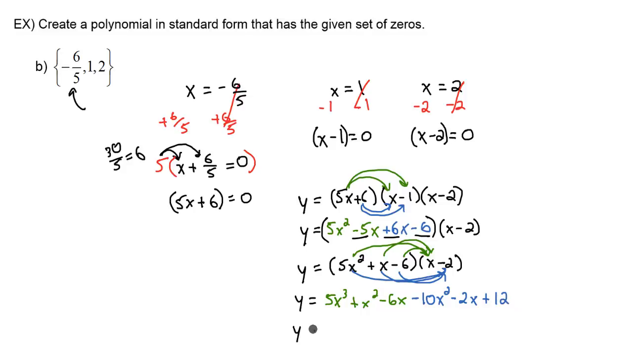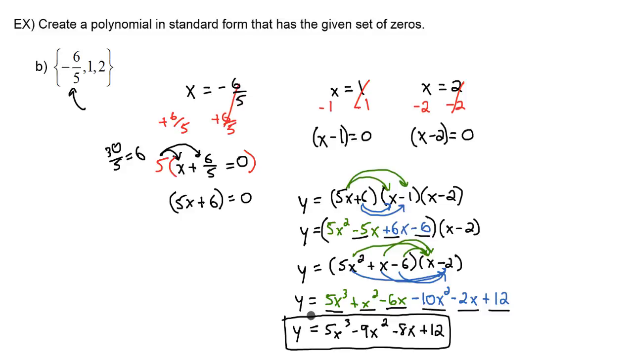And my last step will be combining all these like terms. So this is my only cubed term, so I'll have 5x cubed. And then we have a quadratic here and here. So this invisible 1 minus 10 is going to be minus 9x squared. And then we have an x term here and here, so negative 6 minus 2 is going to be negative 8x. And then lastly we have our constant, which was just a positive 12, and that's our final answer.